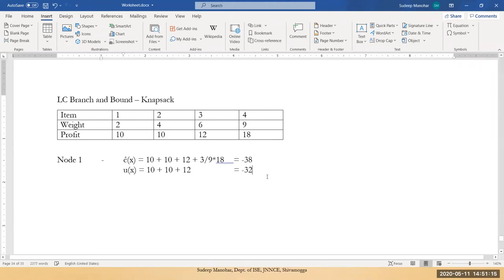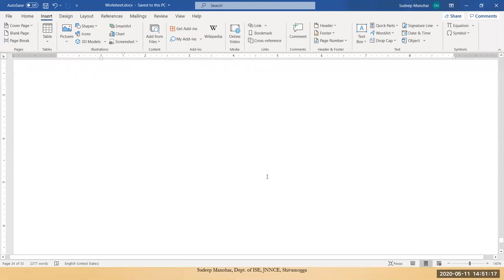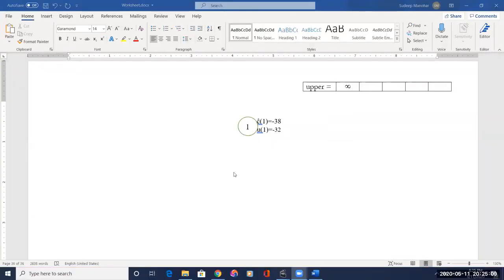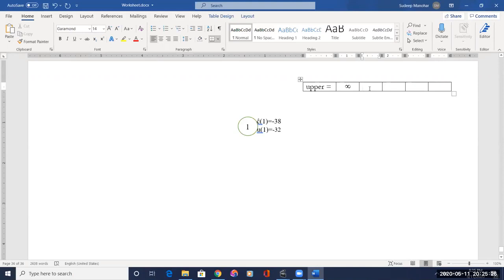Okay, u of x is equal to 32, c of x is equal to 38. Update c of x and u of x based on this. Now check the fifth step. U of x is lesser than upper. We have to check whether this u of 1 is lesser than upper. So u of 1 is minus 32. Whether it is lesser than infinity? Yes, it is true. So therefore we have to update this upper by u of 1. So upper will get the new value of minus 32.